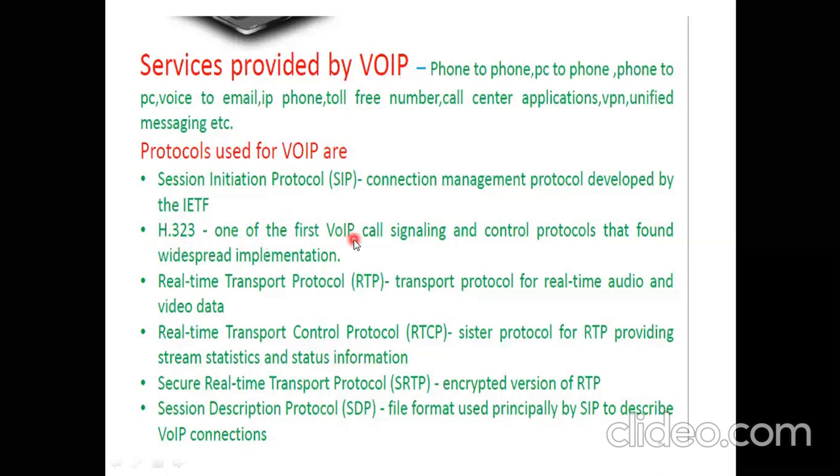H.323 is one of the first VoIP call signaling and control protocols that found widespread implementation. Both the protocols are almost used for the same purpose. They are in competition, means they are competitive to one another. When both were launched almost together in 1994, the people generally accepted H.323 for your VoIP conversation. But nowadays, SIP is becoming more popular and SIP is taking over H.323.